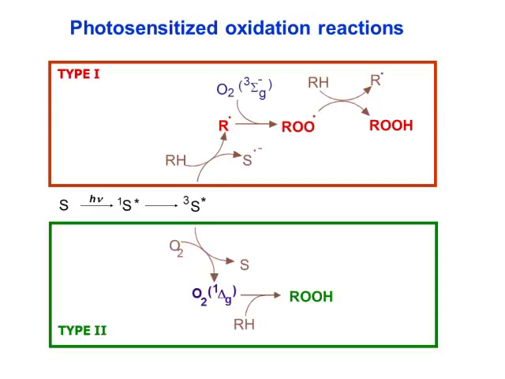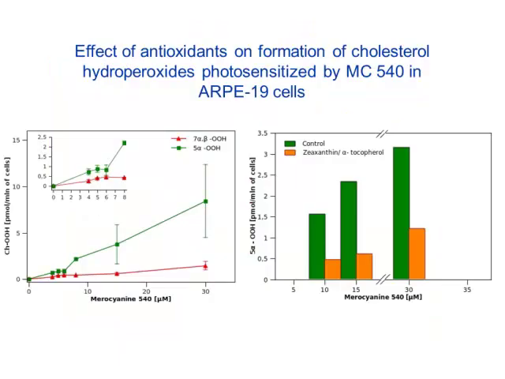Well, this is just a scheme that shows this type 1, type 2 photosensitized oxidation reaction leading to the formation of singlet oxygen, and then direct oxidation, formation of hydroperoxide, and here via the electron transfer leading to formation of free radicals. Well, in this particular case, what we studied was the formation of cholesterol hydroperoxides.